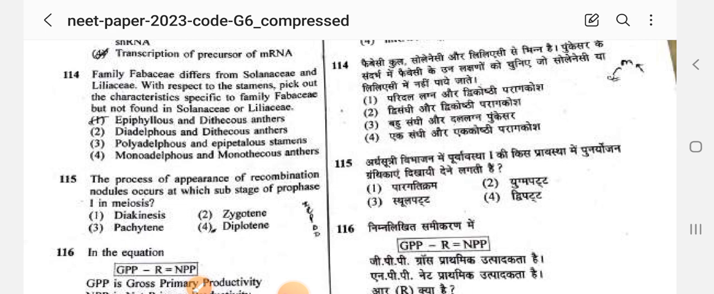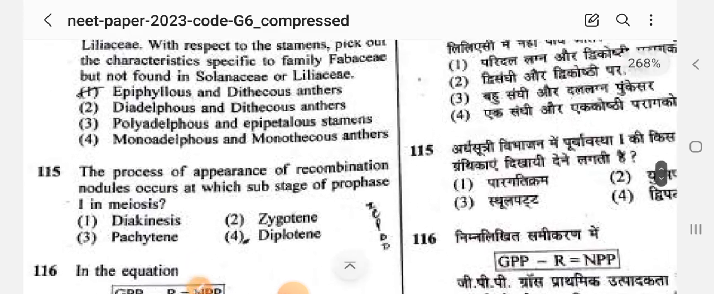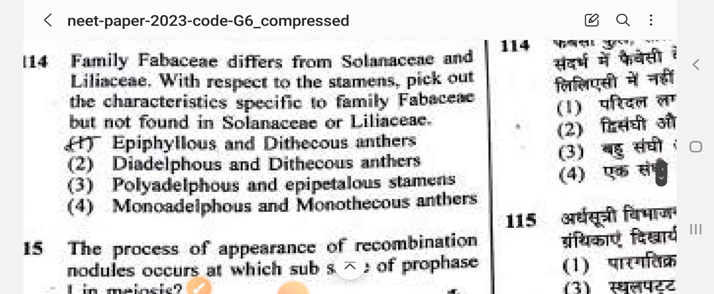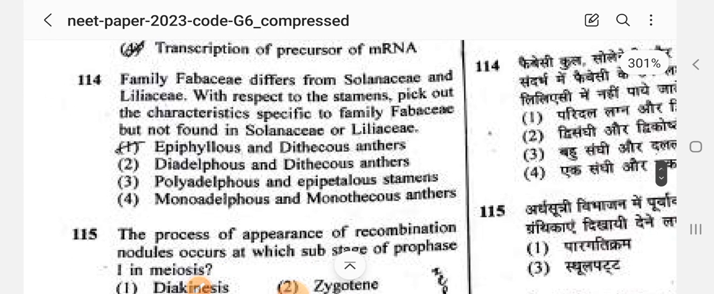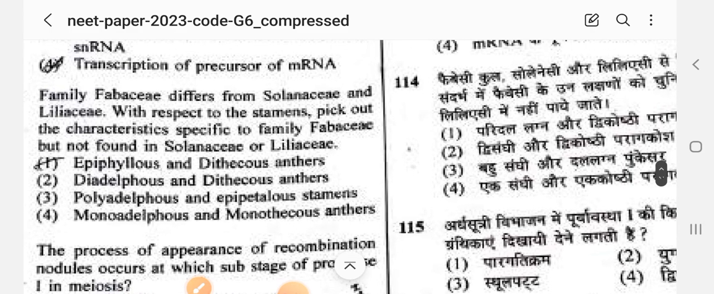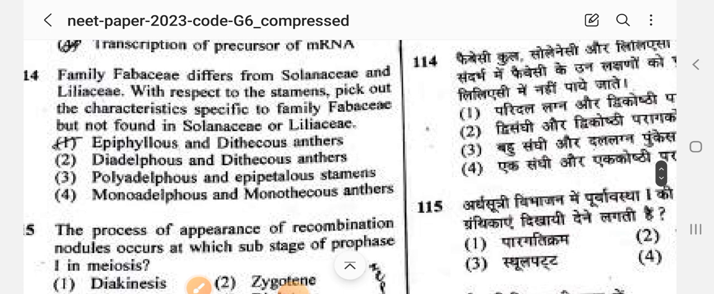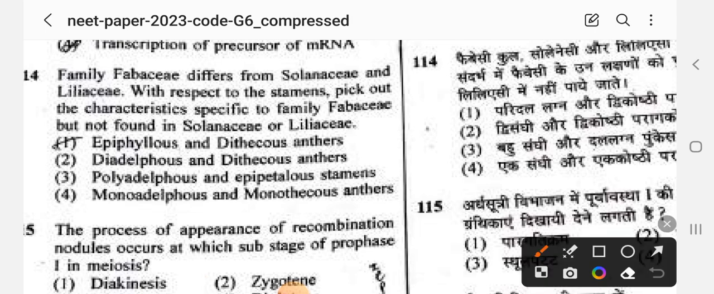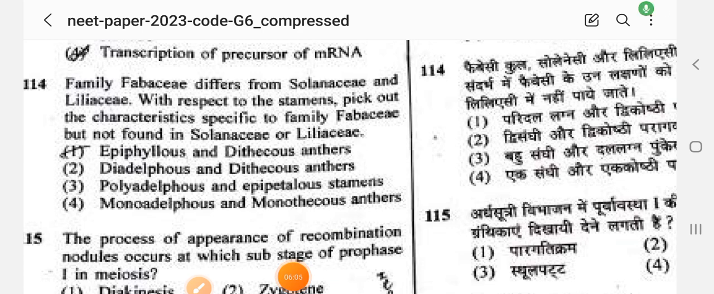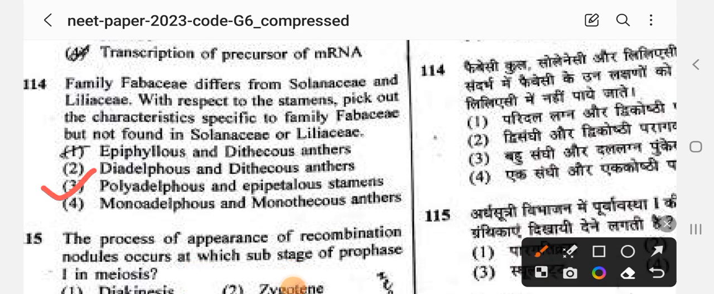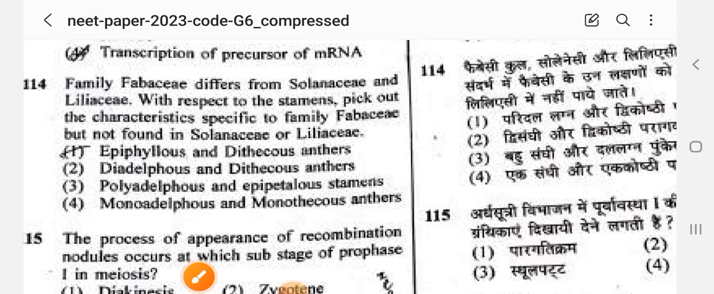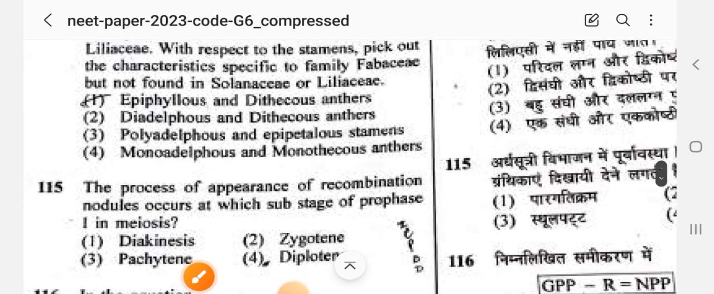Family Fabaceae differs from Solanaceae and Liliaceae with respect to stamens. Pick up the characteristic feature of the family Fabaceae but not found in Solanaceae or Liliaceae. मीन्स फेबेसी का करेक्टरिस्टिक बताना है जो कि सोलेनेसी और लिलियेसी में प्रेजेंट नहीं होते हैं. Most probably the answer would be third. I'm not sure about this answer, so I will clear it later.